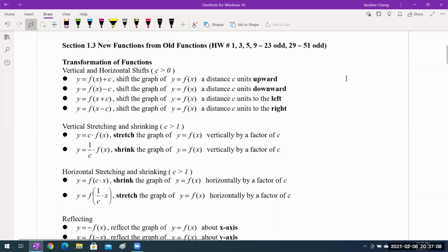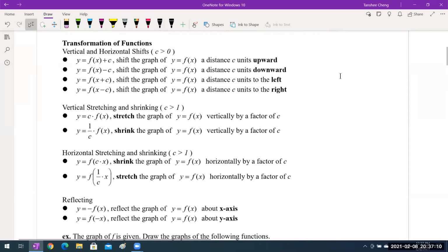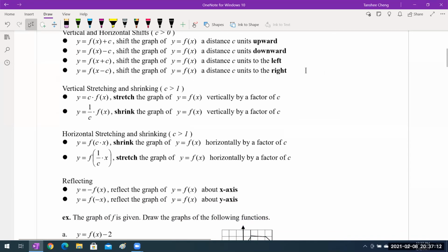However, in horizontal stretching and shrinking, it's going the other way around. So if you multiply the input value by a constant that is greater than 1, then it's going to shrink. And if the constant is between 0 and 1, and you multiply it to the input value, then it will be stretching.